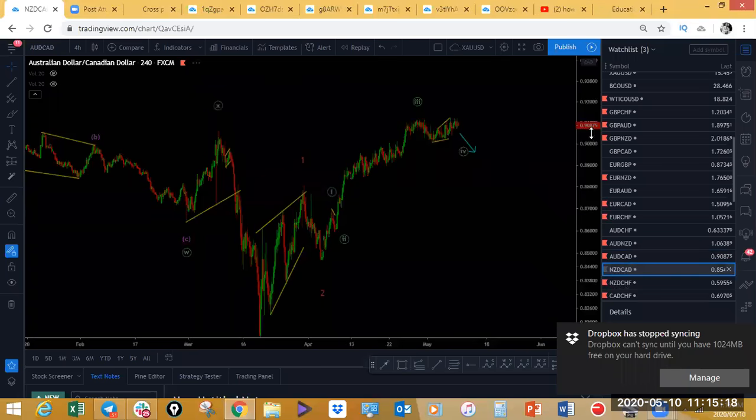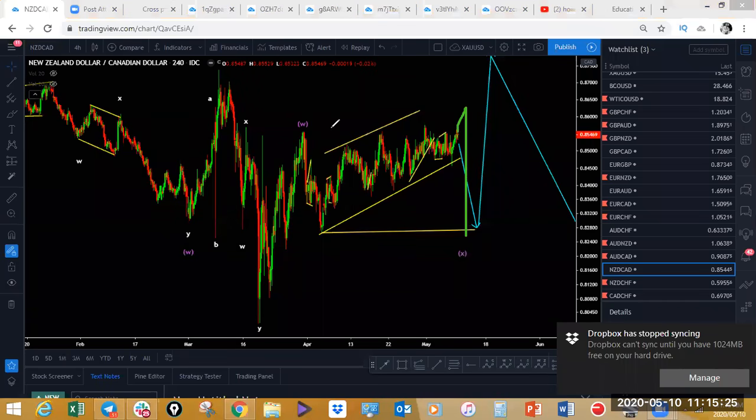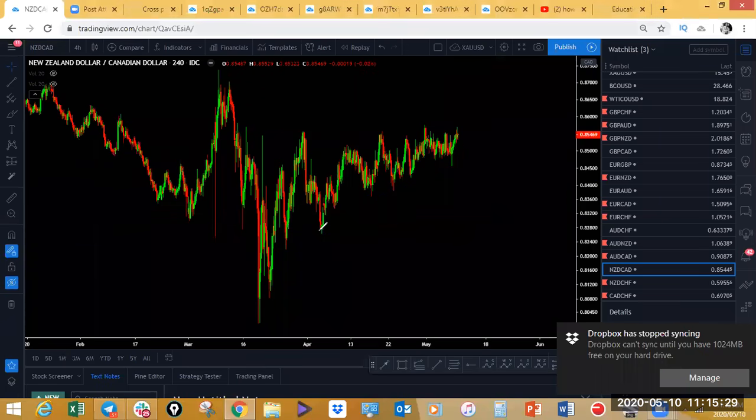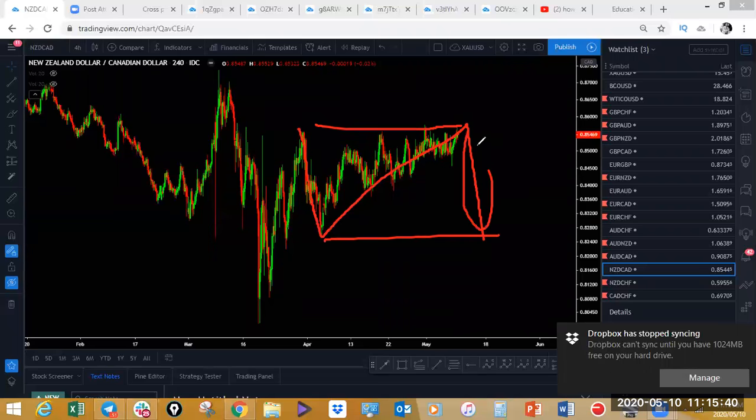NZDCAD. New Zealand CAD, we're looking for a pullback. You should see it push higher. The structure that we're looking for here in the higher degree is this: a pulsing move down. Let's use yellow, it's more visible, or rather red. Pulsing move down, correction, and then downside. So we're looking for this move.